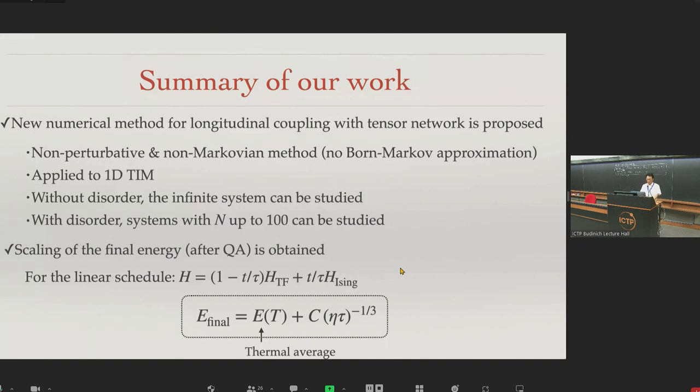Using this, we obtain the scaling of the final energy, which corresponds to the Kibble-Zurek scaling in this case. One of the results is given here for the linear scheduling, which is given by this Hamiltonian. The final energy is given by the thermal average of the energy plus the excess energy, which decays with tau to the power of minus 1/3.